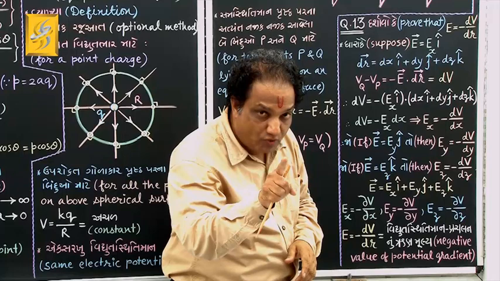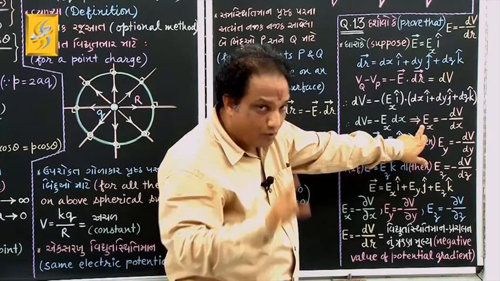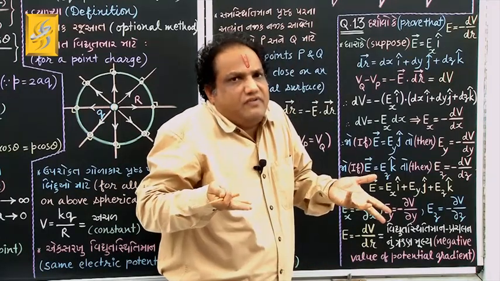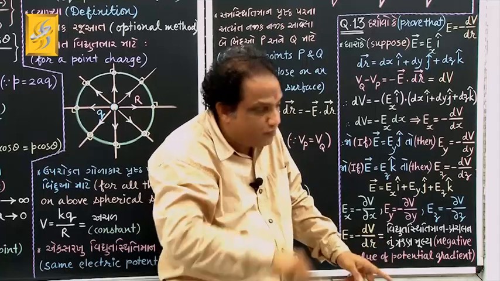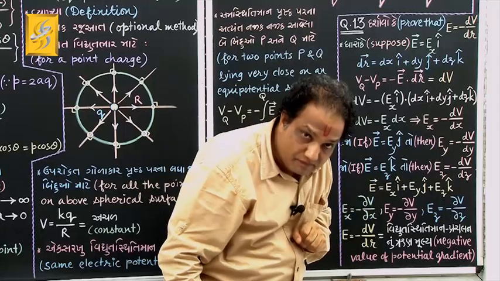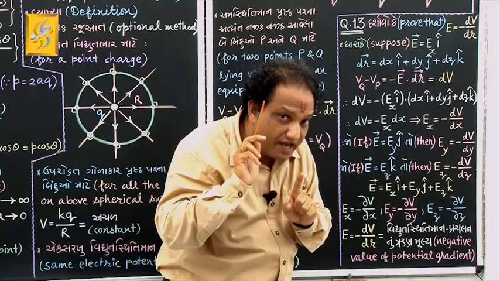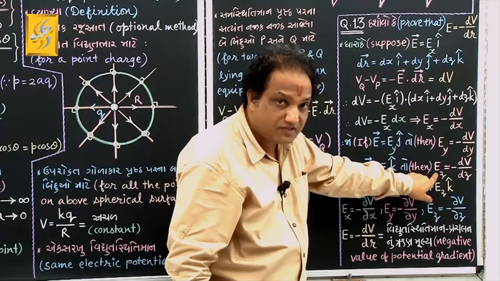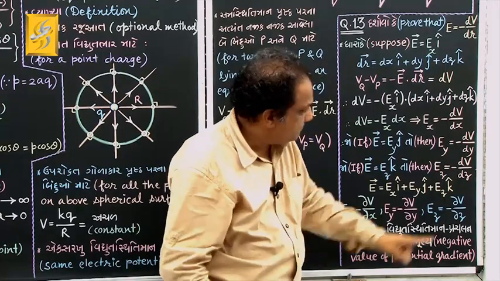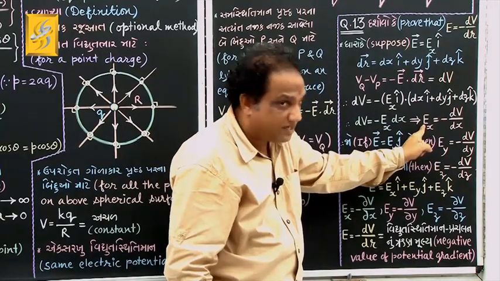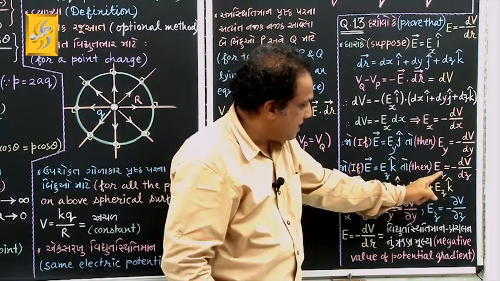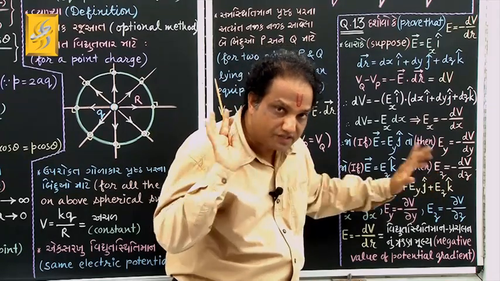You can represent electric field this way, provided it is completely along x-axis, correct? But if electric field is along y-axis, then similarly you get the result Ey equals minus dV by dy. Similarly, if electric field is along z-axis, then you can write Ez equals minus dV by dz. I repeat, this is the formula to be applied for that electric field which is along x-axis, this is for the electric field along y-axis, and this is for the electric field along z-axis. Got it?